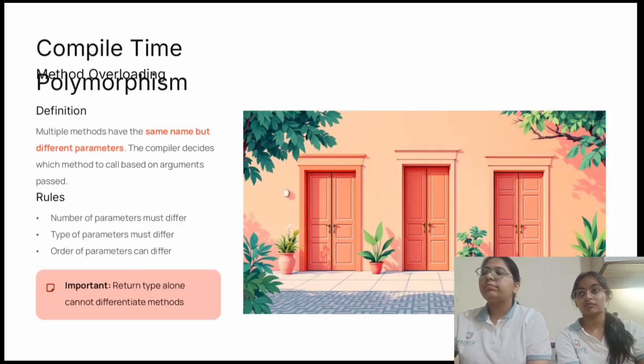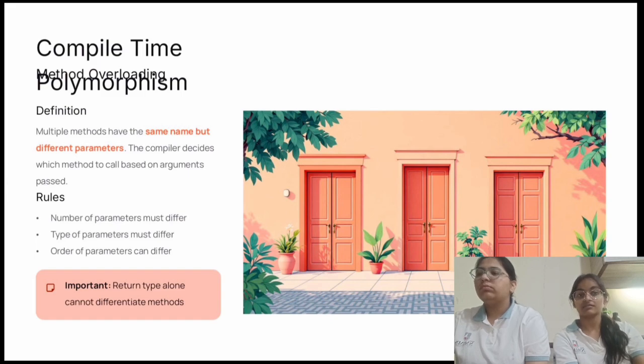Compile time polymorphism, also called method overloading. Multiple methods have the same name but different parameters. The compiler decides which method to call based on the arguments passed. Its rules are: the number of parameters must differ, the type of parameters must differ, and the order of parameters can differ. Important, return type alone cannot differentiate methods.